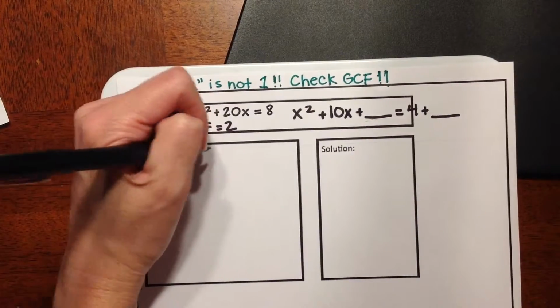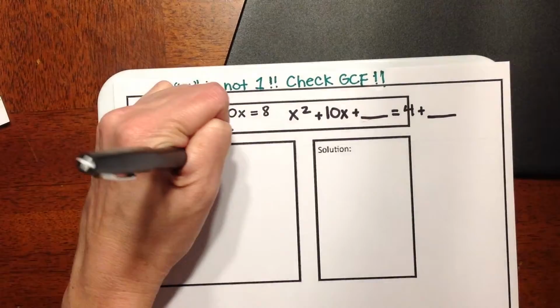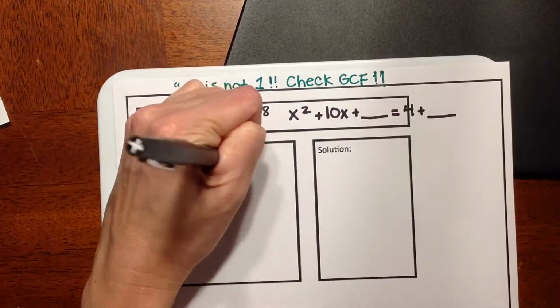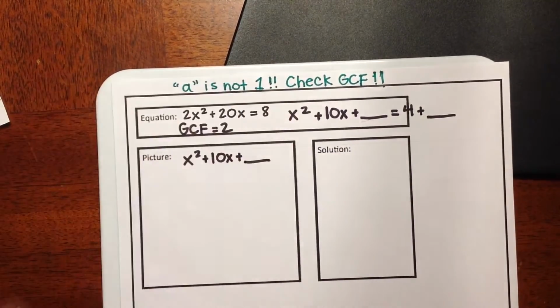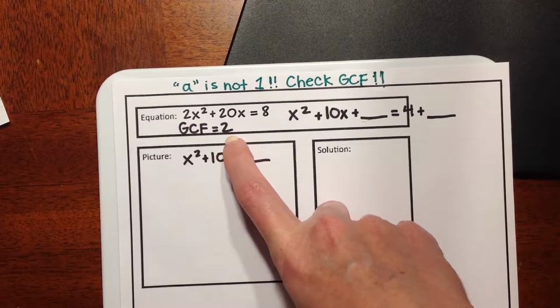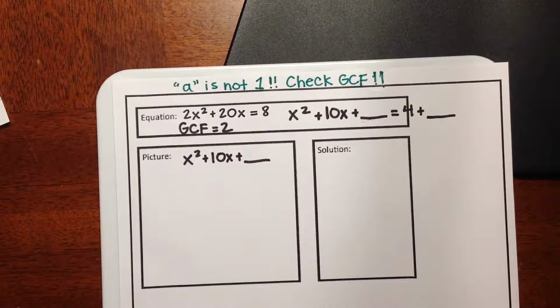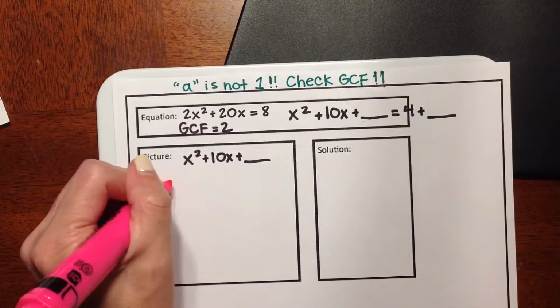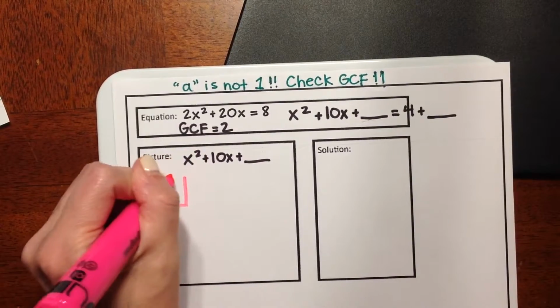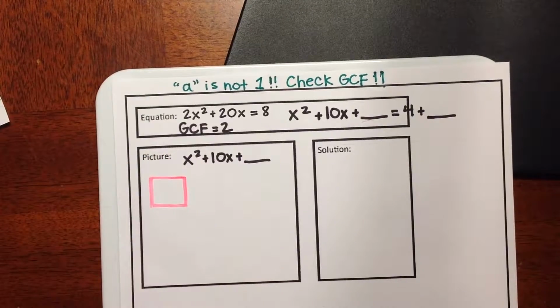And now we're going to draw a picture of x squared plus 10x plus blank. Now, I'm going to ignore my GCF of 2 because remember when we were solving by factoring, our GCF, if I set that equal to 0, 2 equals 0, it's not a solution, even though it is a factor. It will not be a solution. So now I'm going to draw my picture. I'm going to draw an x squared box.